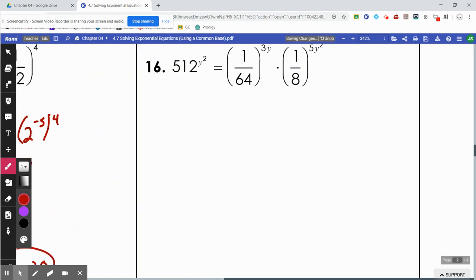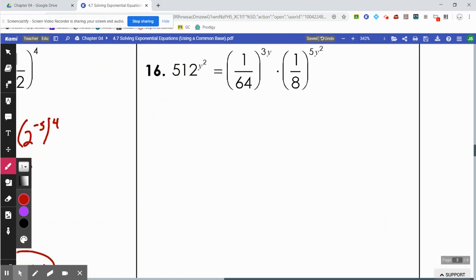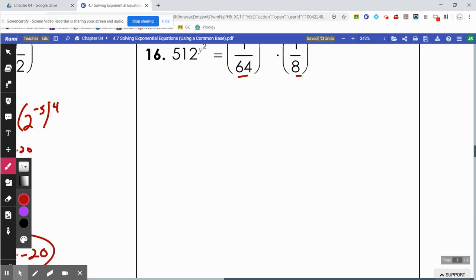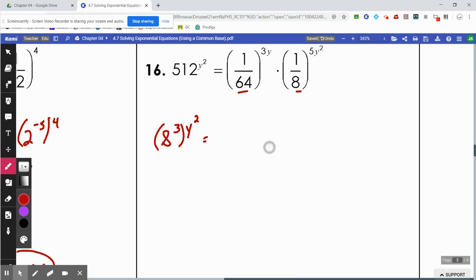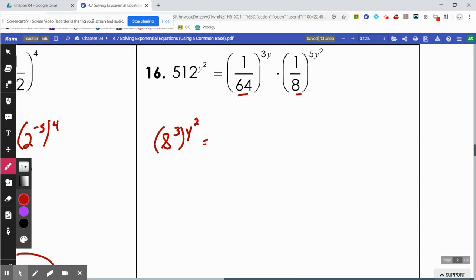And the last one. 512, 64, and 8. And you can check this to see if 512 is a multiple of 8. If you did 8 times 8, you get 64, which gives you both of these. And then 64 times 8 again is actually 512. So therefore, 512 is 8 to the third, and that's being raised to the y squared power. 8 squared is 64, so 8 to the negative 2 would be 1 over 64. And then 8 to the negative 1 would be 1 over 8.